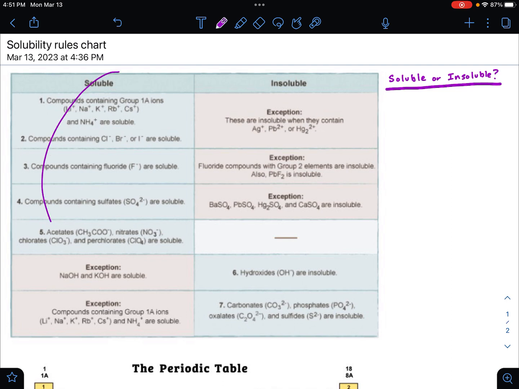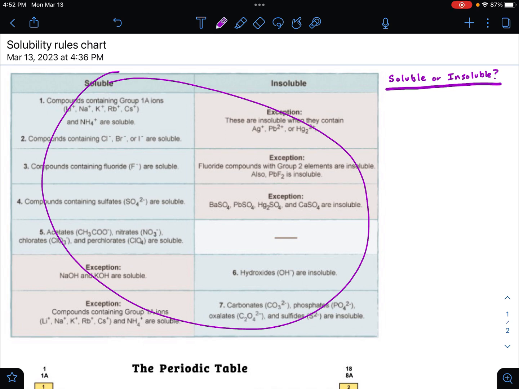So right here, this is an example of a solubility rules chart. There are many you can find online. They come in different shapes and sizes. This one's the one from Apex, so I want to show you how to use this one. Once you get the hang of it, it makes a lot of sense. But at first, when you look at it, it's like, oh wow, what's going on? So let's jump right into it.